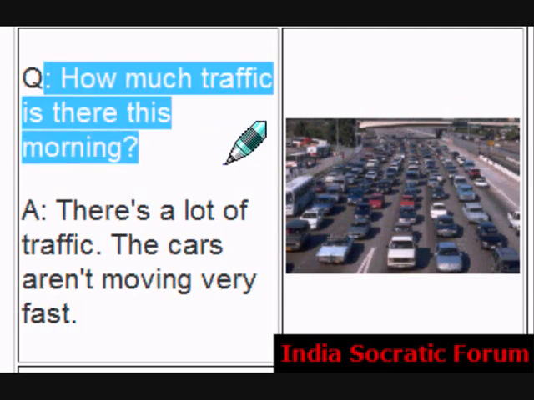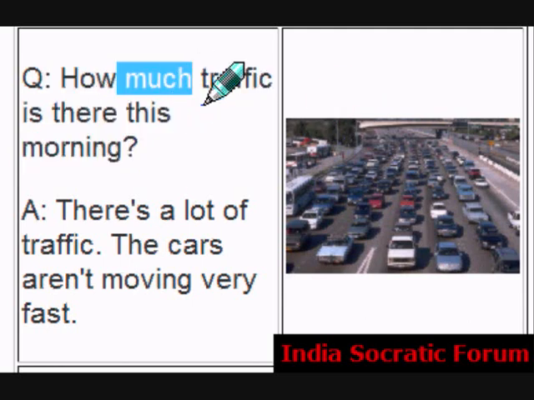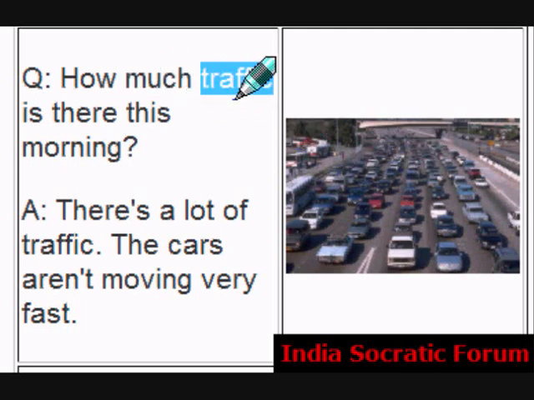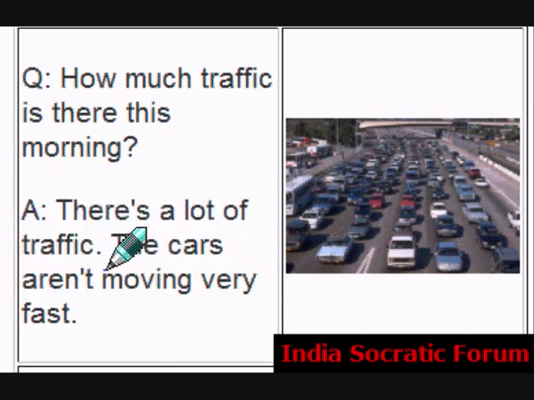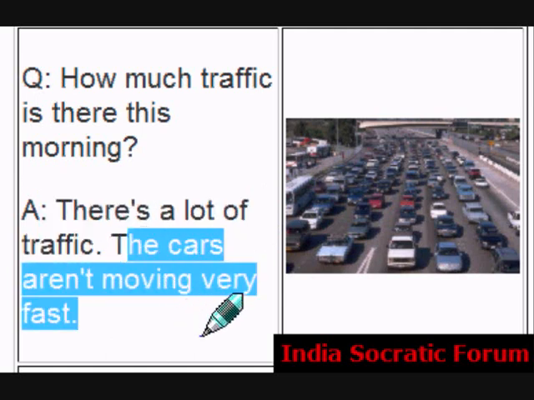How much traffic is there this morning? So we use the word much for non-count. We cannot count traffic. Traffic is non-countable. How much traffic is there this morning? There is a lot of traffic. The cars aren't moving very fast.